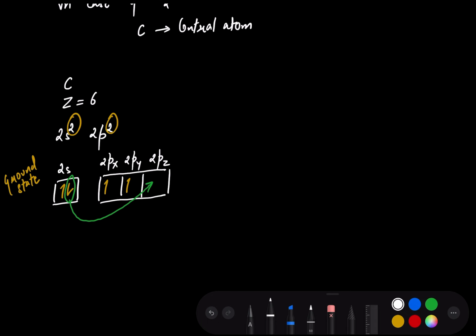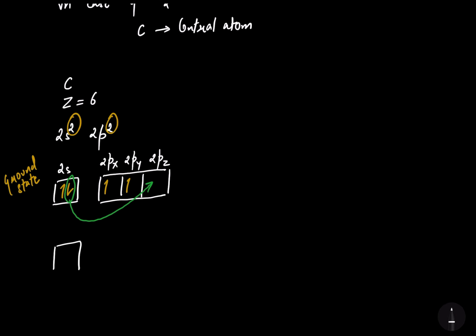So let's make the excited state. That's 2s with 1 electron.